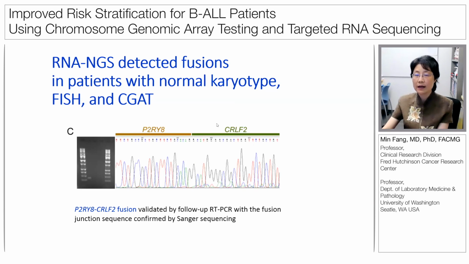And this is another case of a patient with suspected fusion, where the array was actually negative. As I mentioned earlier, the detection of the CRLF2 and P2RY8 fusion is actually a deletion, and the deletion in the PAR1 region is very unreliable to be detected by CGAT. So this patient showed normal karyotype, FISH, and CGAT, but abnormal fusion by the targeted RNA sequencing.